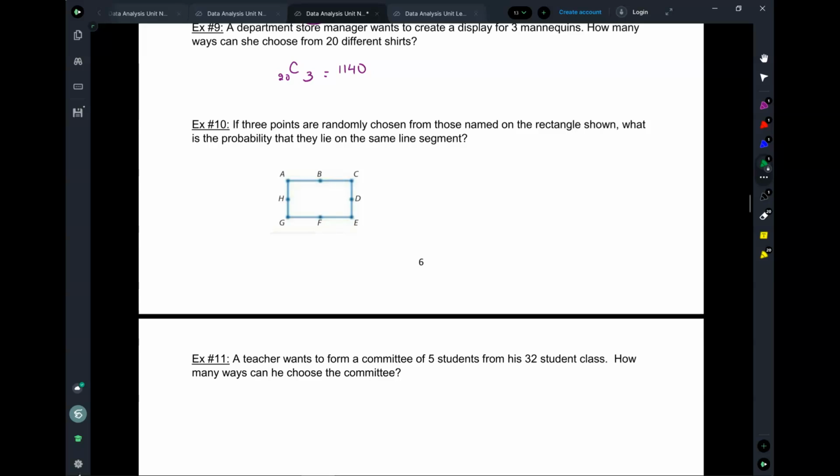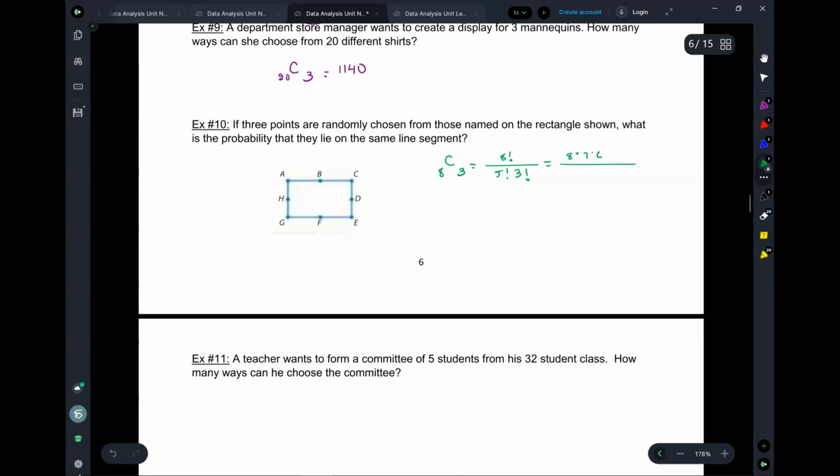Now, does it matter if you got E, then F, then G, or G, then F, then E? No. So this is a combination. How many different ways are there to get these 3 letters? That's a combination. So this is C 8, 3. Let's do this by hand because it's easier. 8 factorial over 5 factorial, 3 factorial.